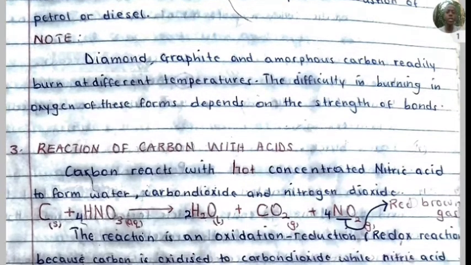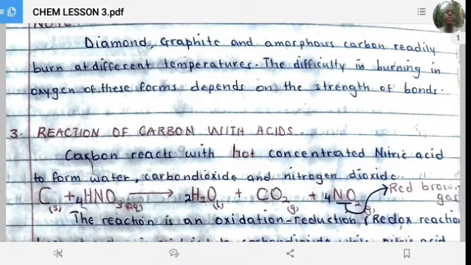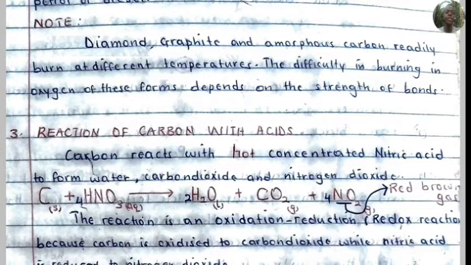There is a note there that diamond, graphite, and amorphous carbon readily burn at different temperatures, and the difficulty in burning these forms in oxygen depends on the strength of bonds, as we looked at in our lesson 1.